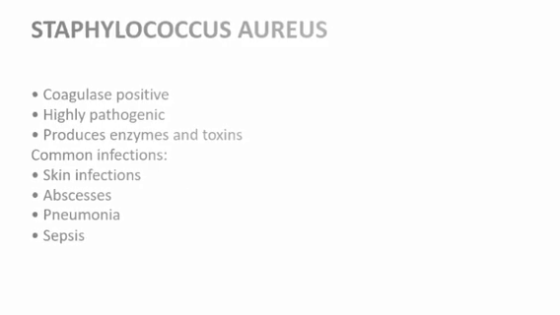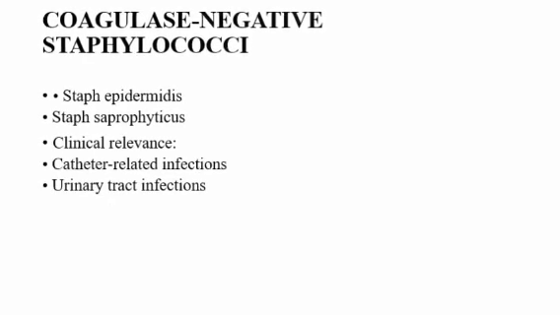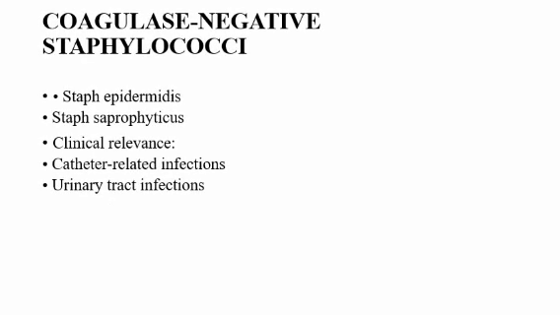Then you have coagulase negative staphylococci. These ones are quieter. Staph epidermidis lives on the skin, usually harmless until there's a catheter or implant. Staph saprophyticus shows up in UTIs, especially in young women. Same shape, same stain, different personalities.